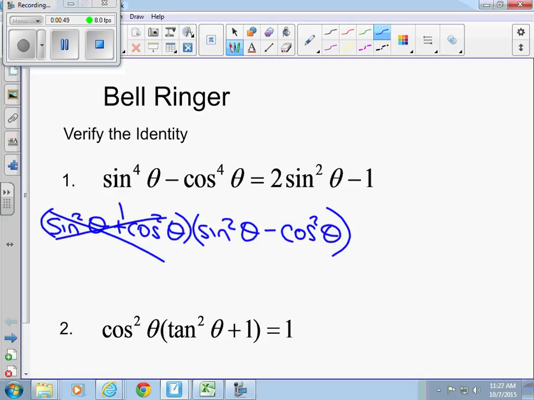And now it's a good time to pause and look at the right-hand side and go, well, what am I trying to do? And I noticed that the right-hand side only has sines in it. It doesn't have any cosines in it. So, any ideas from here?